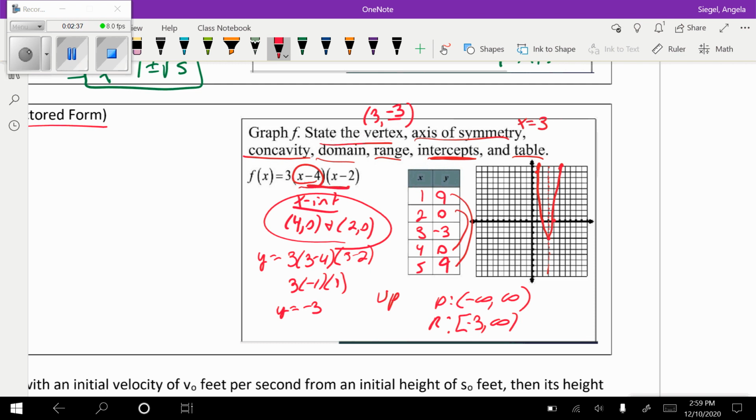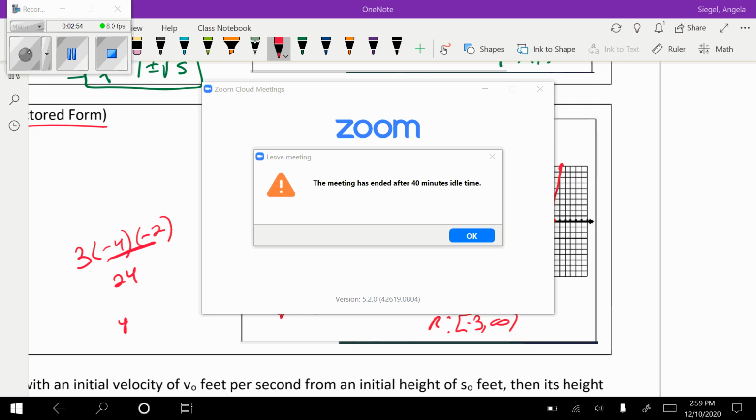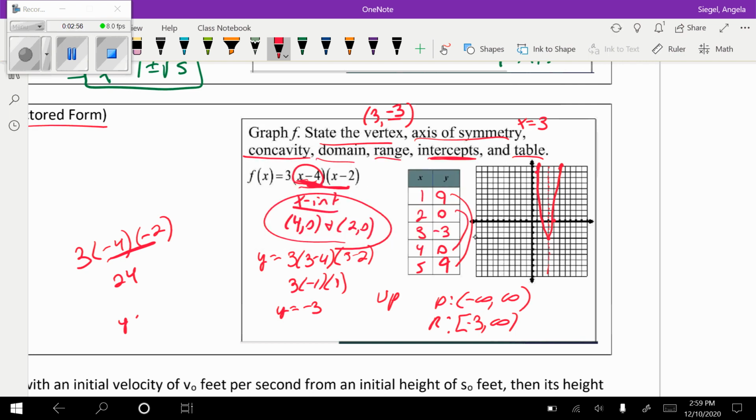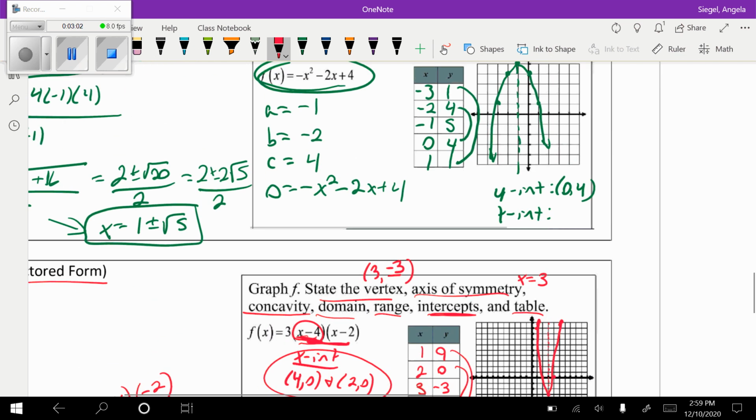So I just need to find the y-intercept. I'm going to say 3 times -4, because I'm plugging in 0 for x, and then -2. So 3 times +8 is 24. So my y-intercept is at 0, 24.